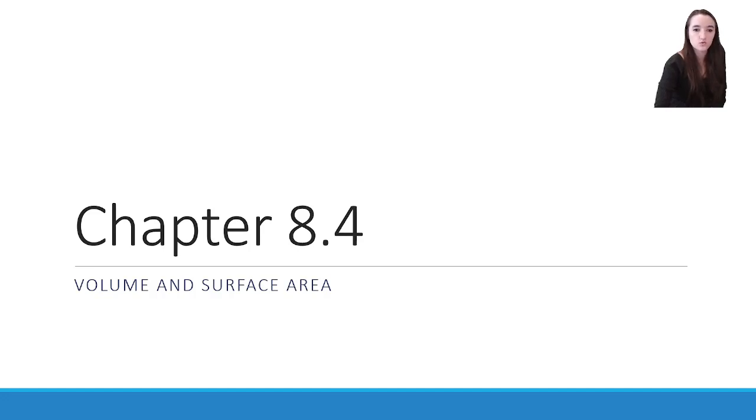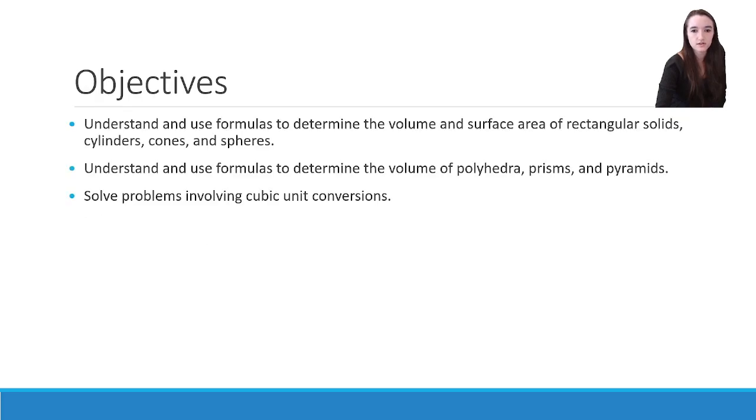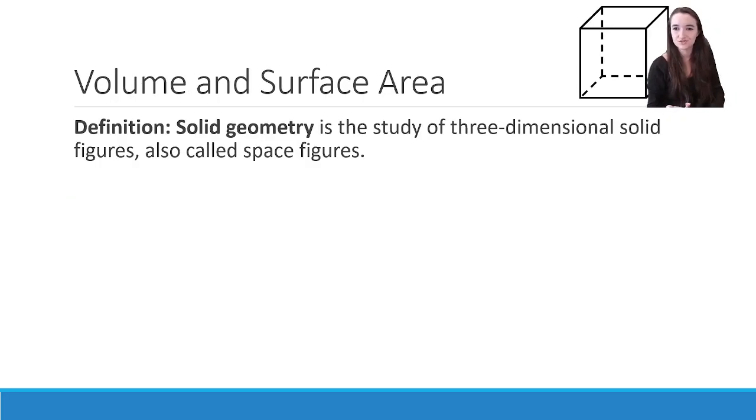Chapter 8.4, Volume and Surface Area. So here we're going to take a step up in dimensions. We're going to look at three-dimensional figures now. So first, we need to talk about solid geometry. Solid geometry is the study of three-dimensional solid figures, also called space figures.